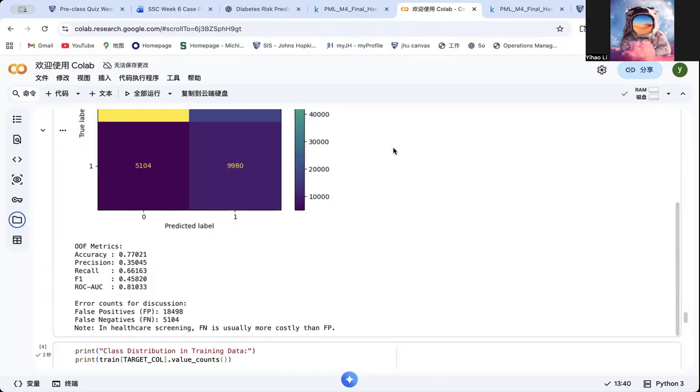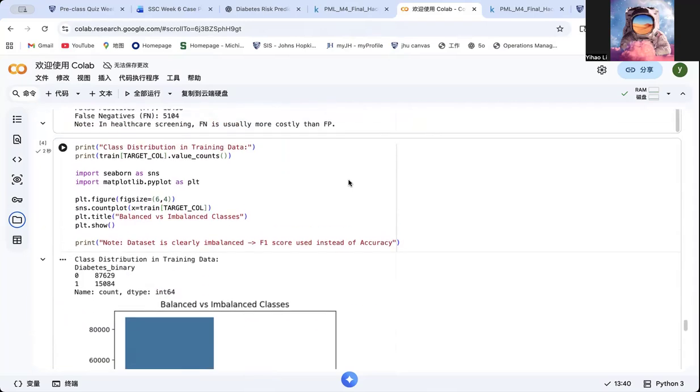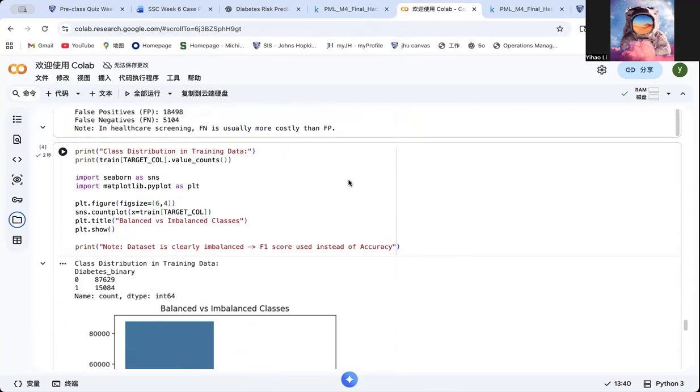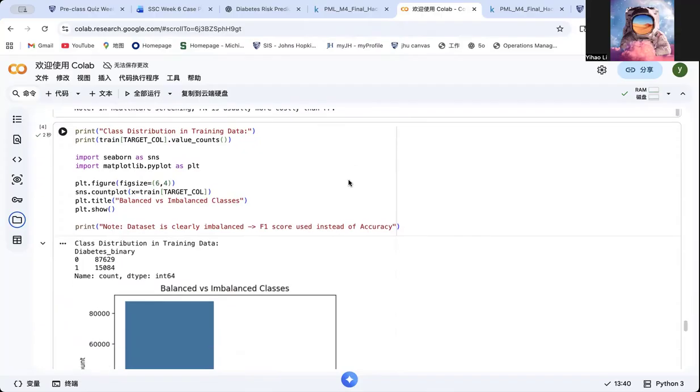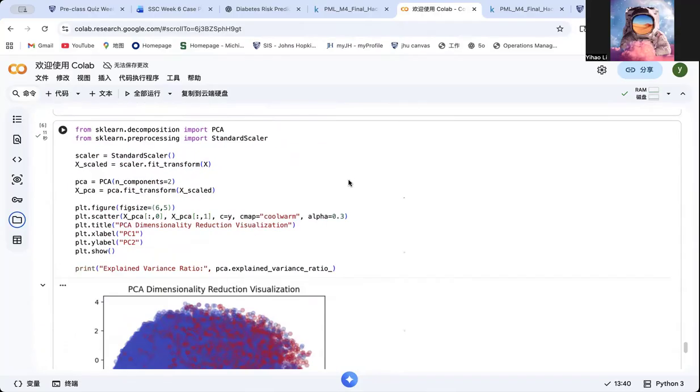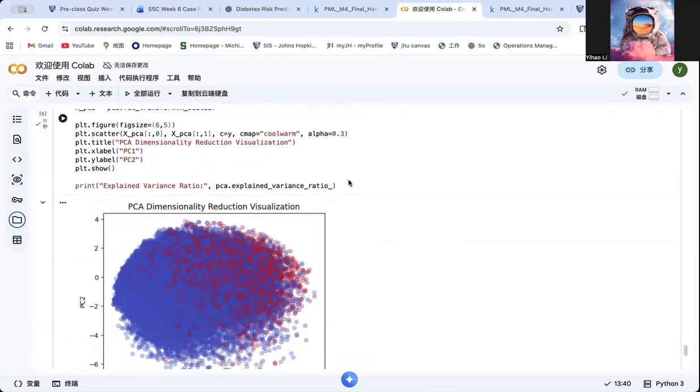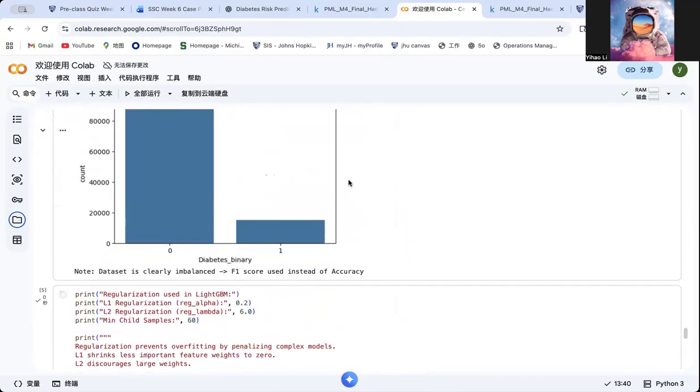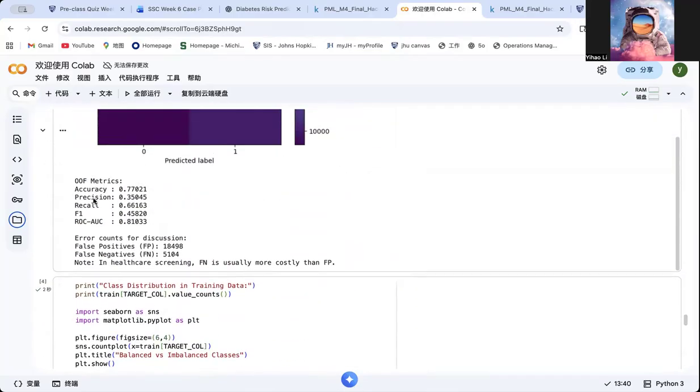For the final part, our out-of-fold evaluation produced the following results, which show the accuracy, precision, recall, F1 score, and ROC AUC right here. The ROC AUC score above 0.8 indicates strong separability between the classes.